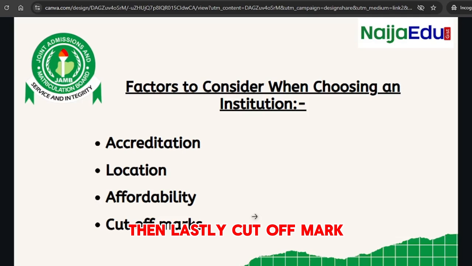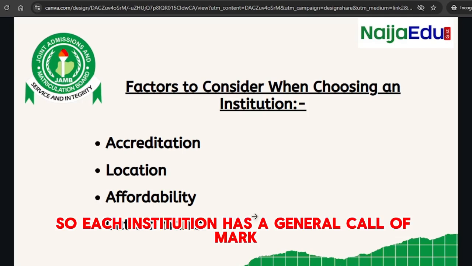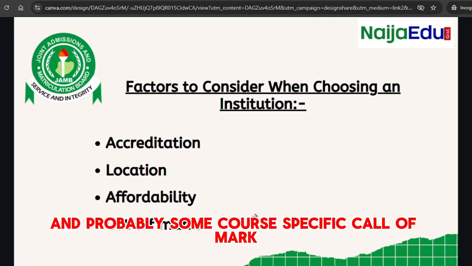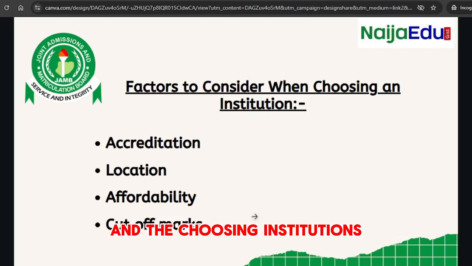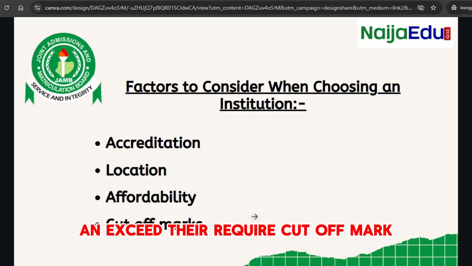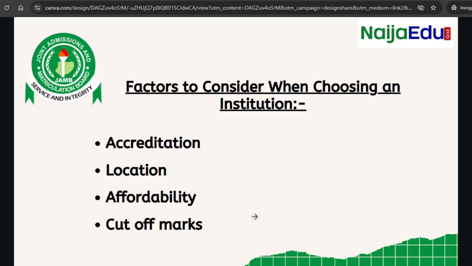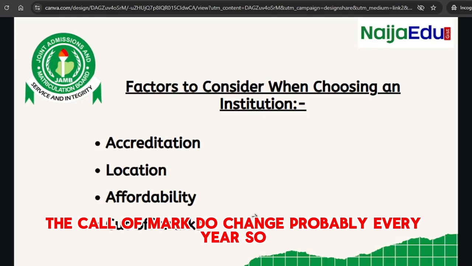Then lastly, cut off mark. Each institution has a general cut off mark and probably some course specific cut off mark. So you have to be realistic about your JAMB score and choose institutions where you can actually meet and exceed their required cut off mark. However, the cut off mark does change probably every year.